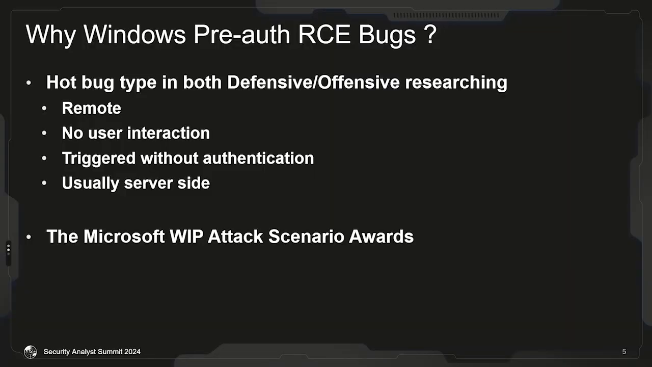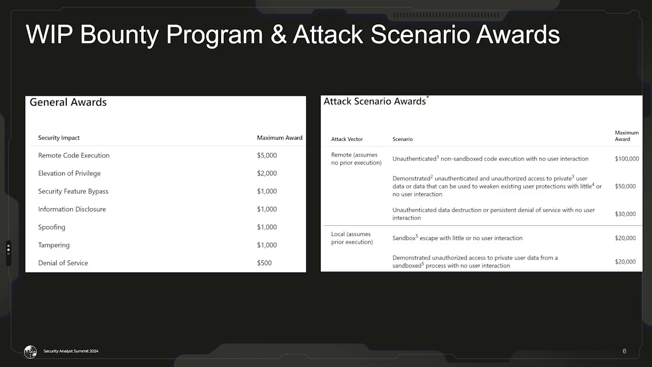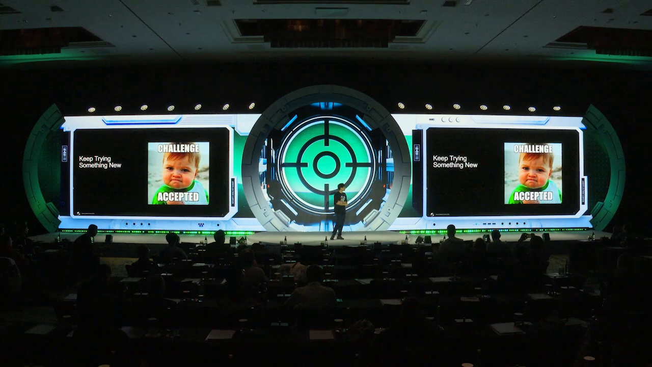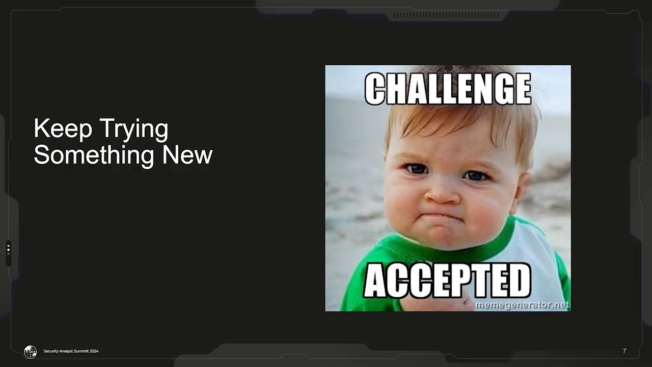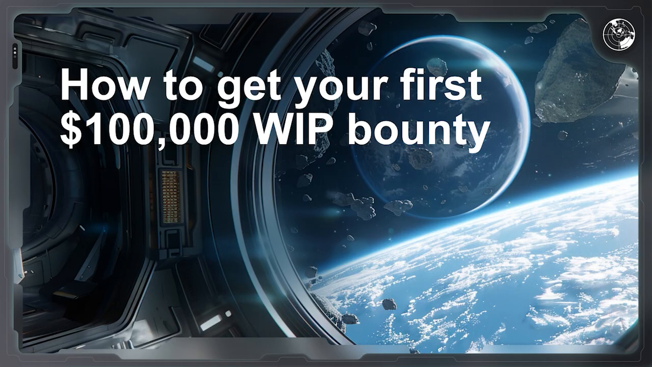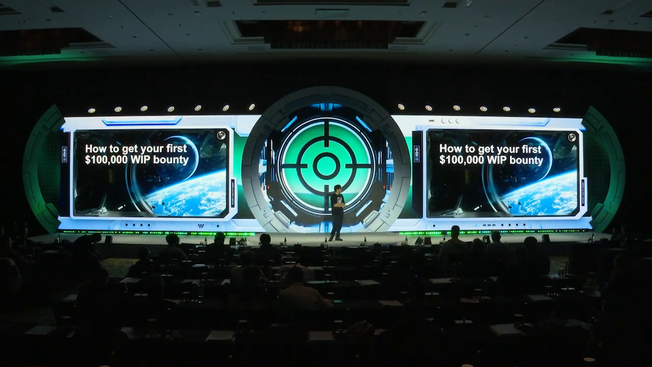The true motivation of the research is the Microsoft Attack Scenario Awards that pays much higher than a normal bug. As you can see, 100K USD for a single pre-auth RCE bug. Yeah, not bad. So we love challenge, and we love big bounty even more. So let's start. So what to do if you want to try Microsoft WIP bounty program, especially for the Attack Scenario Awards as a beginner?